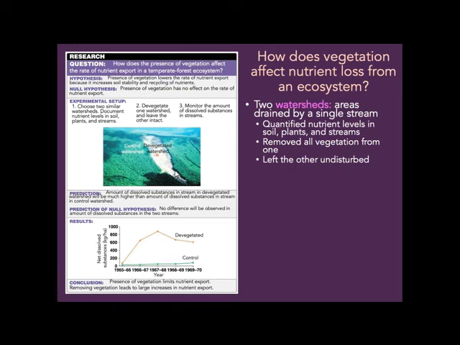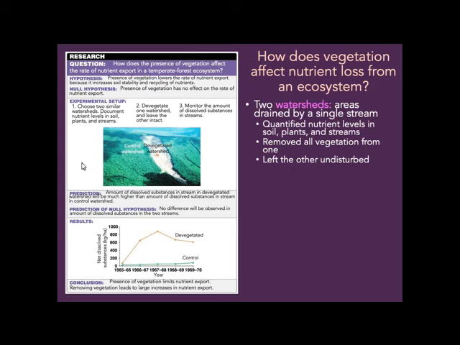They monitored the amount of dissolved substances that ended up at the bottom in the stream. They predicted that the amount of dissolved substances in streams in the devegetated watershed would be much higher than the amount of dissolved substances in the streams in the control watershed. The prediction of the null hypothesis is that you wouldn't find a difference.